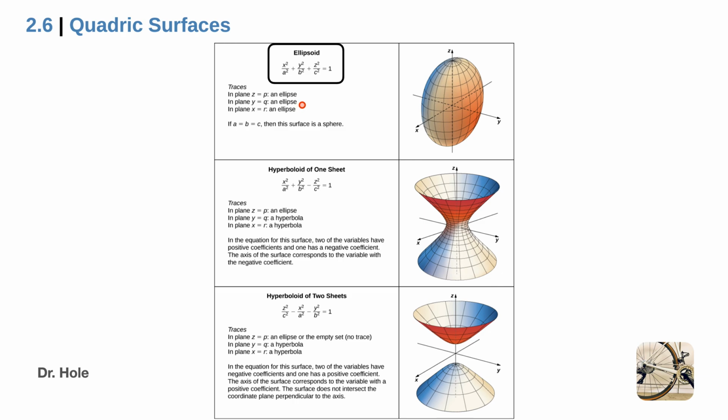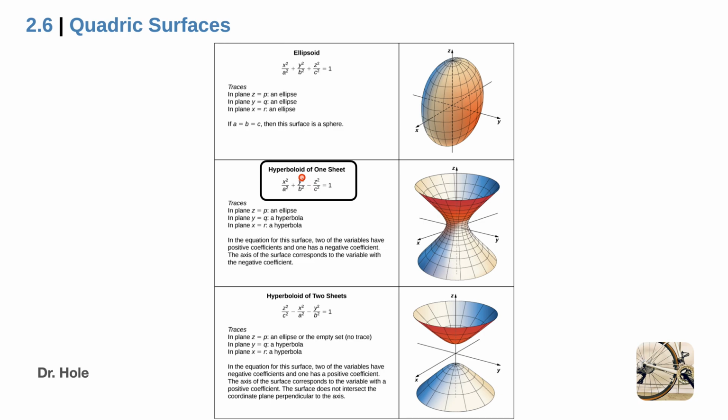Let's go ahead and look at the traces. We know on the ellipsoid, all 3 traces are ellipses. If we take the equation of the ellipsoid and we swap out one of the plus signs with a minus sign, we get a hyperboloid of one sheet. Horizontal traces are ellipses. Vertical traces are hyperbolas. The axis of symmetry on a hyperboloid of one sheet corresponds with the variable on which you've introduced a minus sign. Nice.